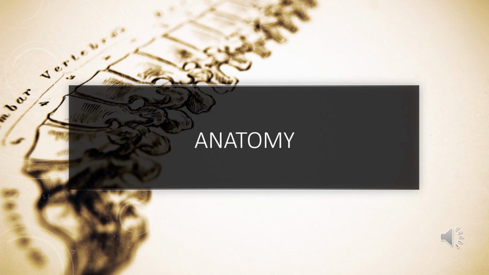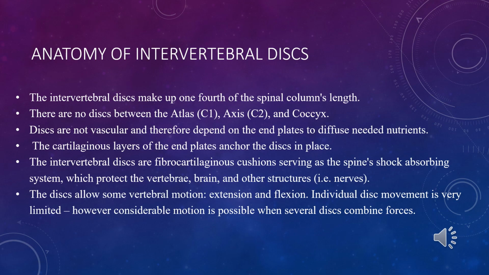Anatomy. Anatomy of intervertebral discs. The intervertebral discs make up 1/4 of the spinal column's length. There are no discs between the atlas C1, axis C2, and coccyx. Discs are not vascular and therefore depend on the end plates to diffuse needed nutrients. The cartilaginous layers of the end plate anchor the discs in place.